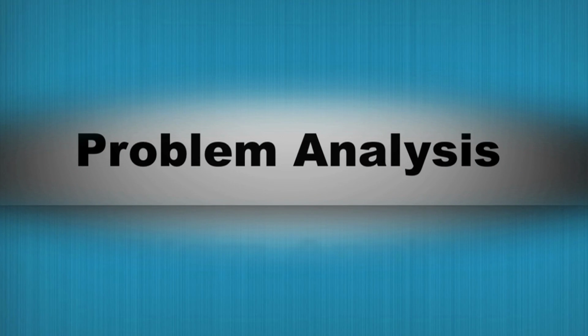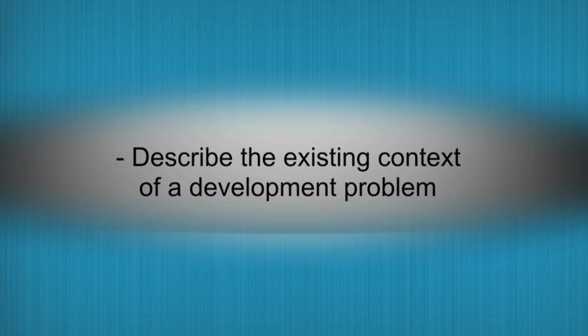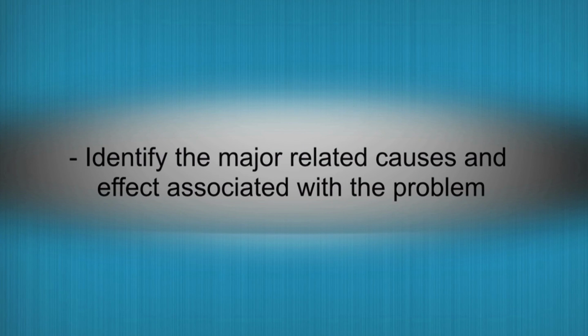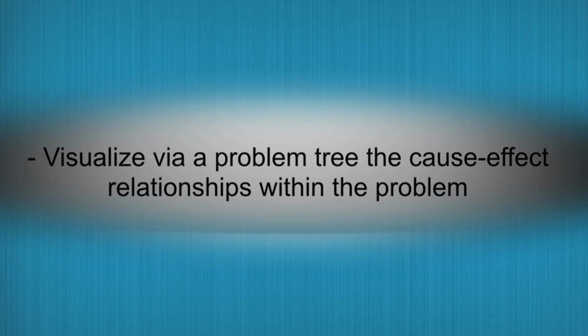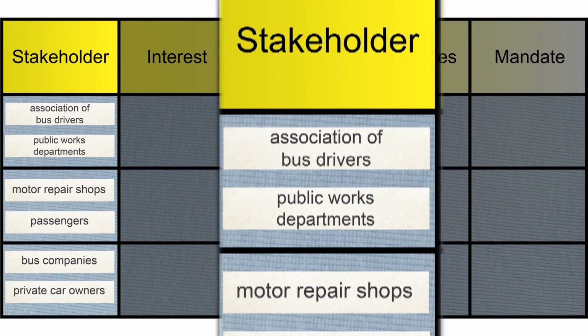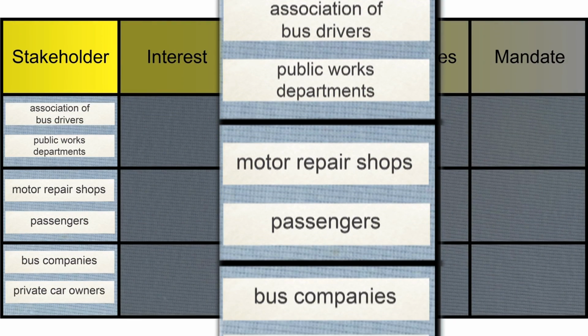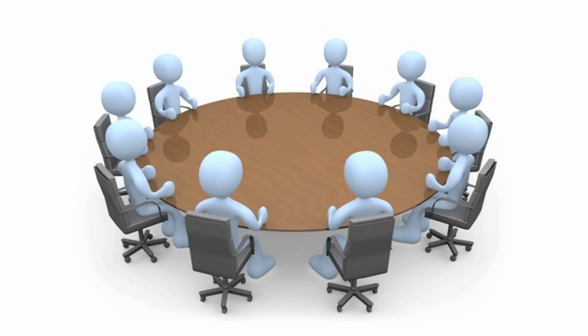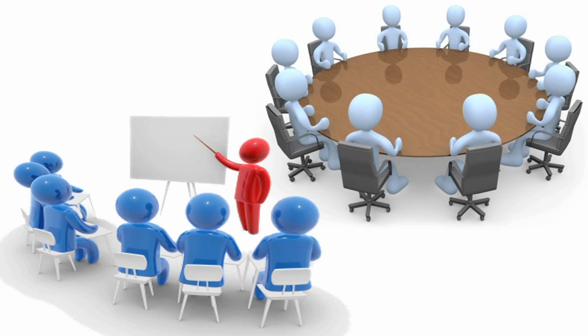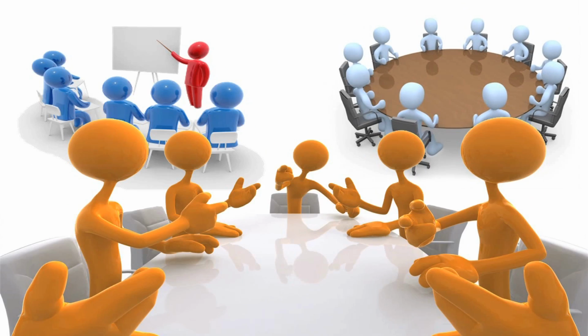Problem analysis. Describe the existing context of a development problem. Identify the major related causes and effects associated with the problem, and visualize via a problem tree the cause-effect relationships within the problem. Problem analysis needs the participation of the key stakeholder groups identified in the stakeholder analysis. It can be performed via a series of smaller workshops with individual stakeholder groups, and the results of each merge into a comprehensive problem tree.